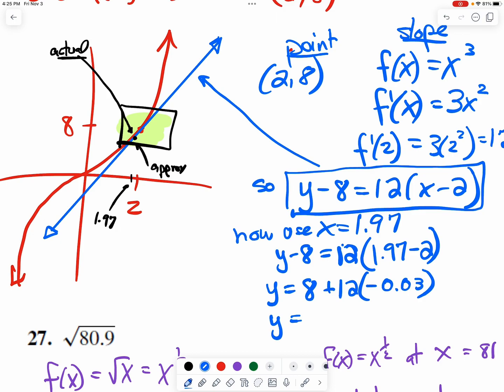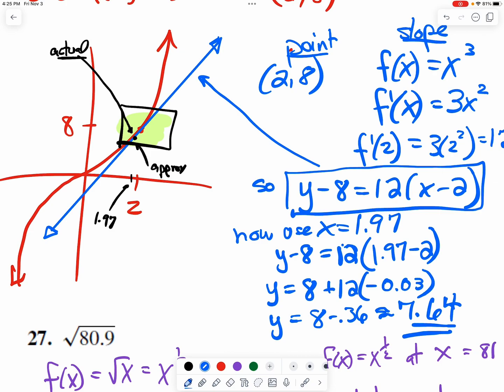And that is y equals, 1/100th of 12 is 0.12, and then 3 of that is 0.36. That's going to be 8 minus 0.36, or 7.64. That's our value, kind of our answer.